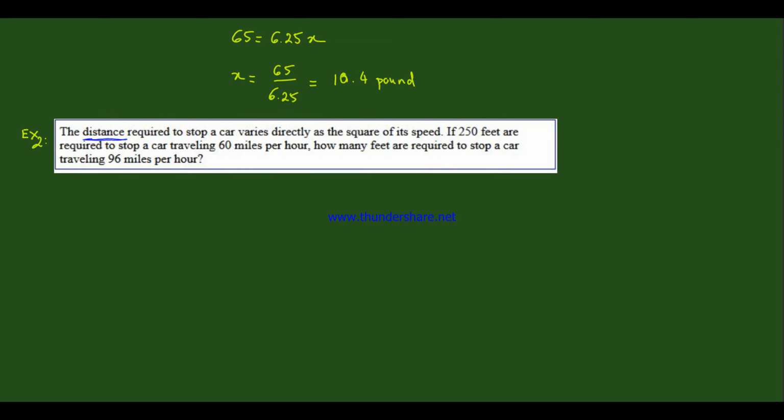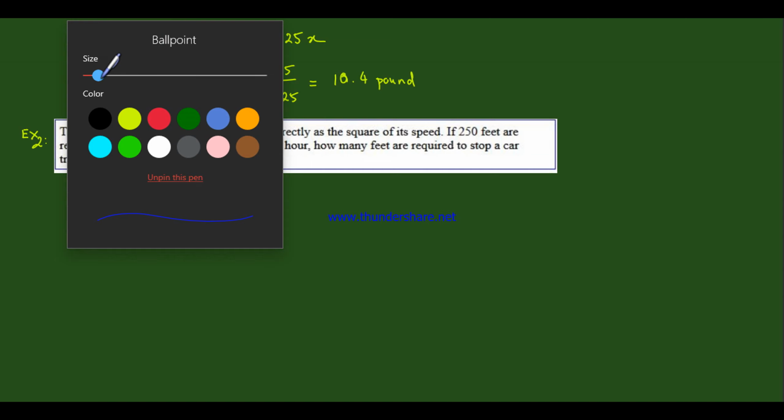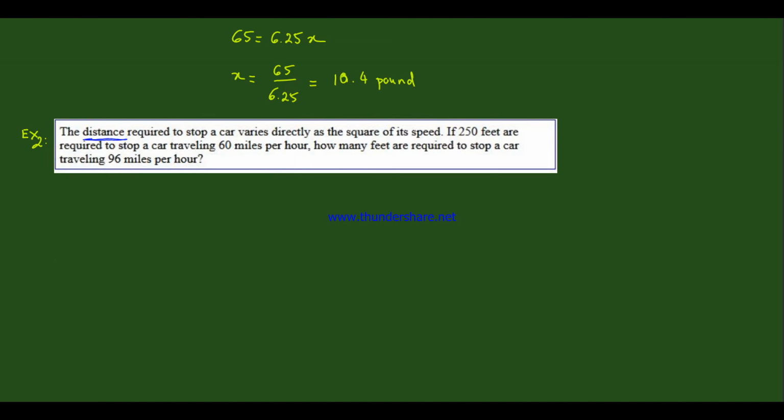Okay, the first quantity must be distance, and the second quantity must be speed. How many feet are required? They're asking you for feet, which means they're asking you for distance. So it depends on which one is y and which one is x.